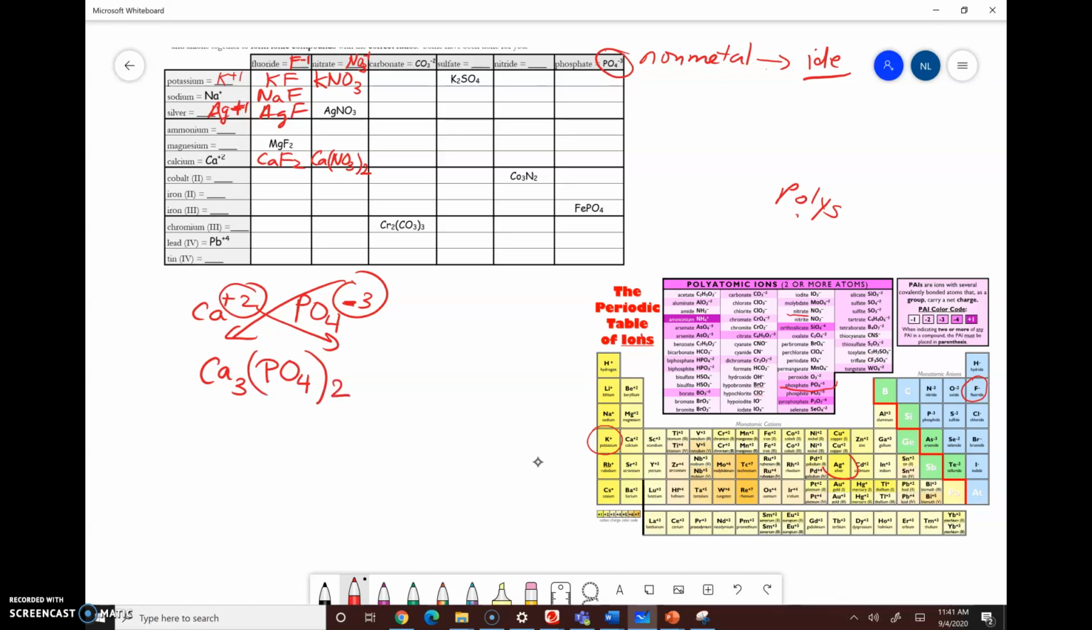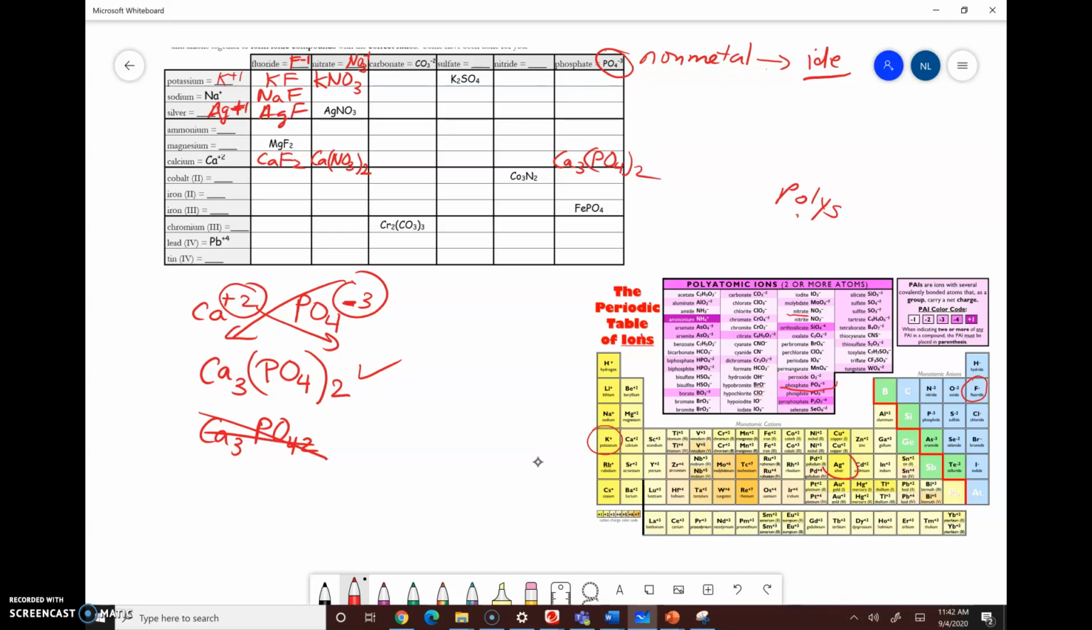Parentheses 2. Don't do this. Don't do that. All right, don't do that. That is wrong, okay? This is the right formula. So I'm gonna go ahead and put this here. Ca3(PO4)2.